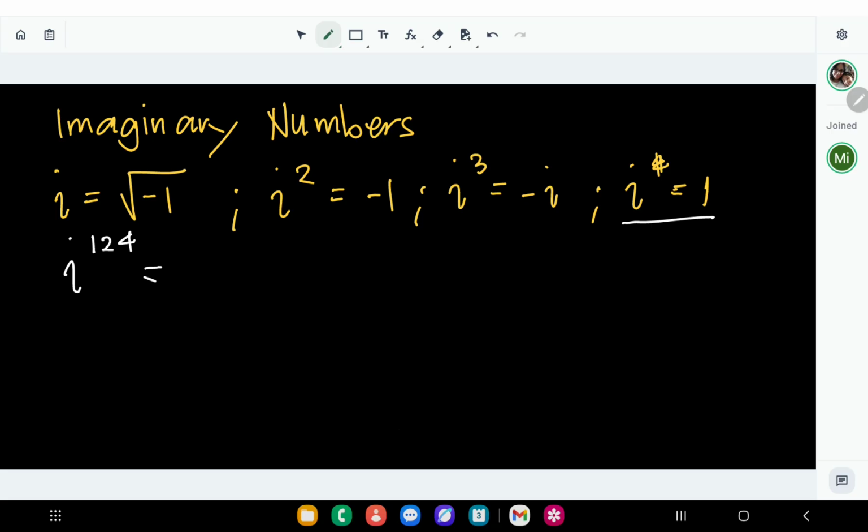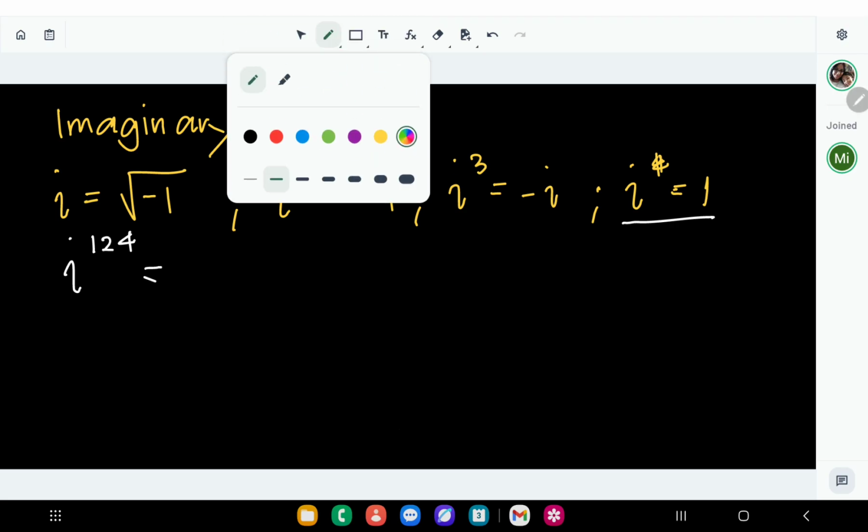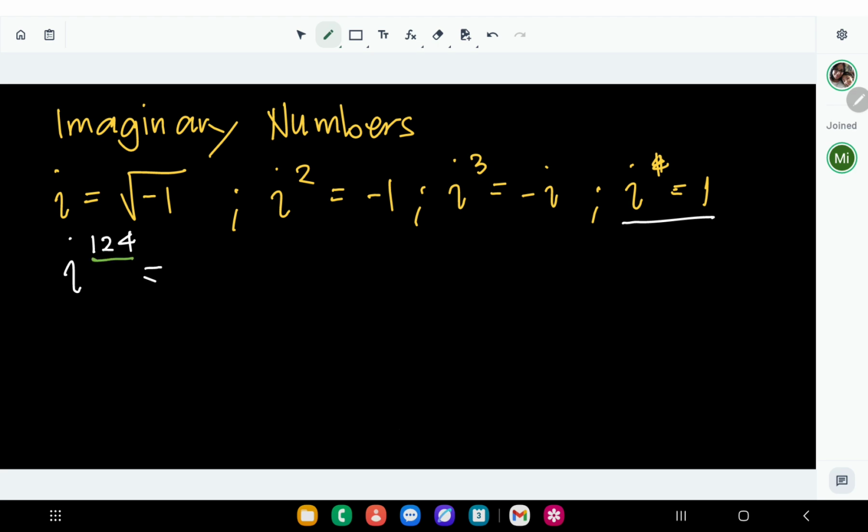Okay, you divide the exponent. What is the exponent here? 124, right? This one, the exponent is 124. So you divide that by 4. So what is 124 divided by 4? 31. Okay, and we don't have a remainder. So we simplify this.